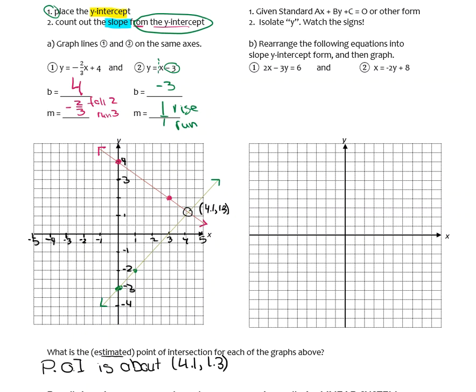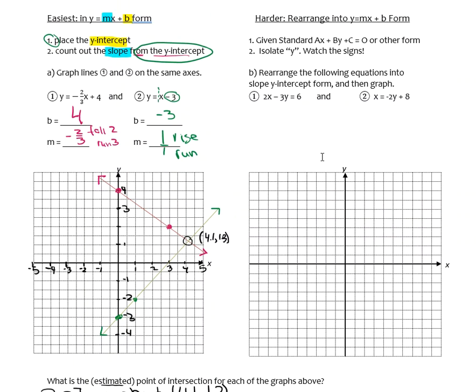So now let's look at the next example. I'm going to scroll up. This one's a little harder because this one was already in y equals mx plus b form. This whole part was really easy to do, but this is standard form. We're given standard form. When you're in standard form, ax plus by plus c equals 0, or any other form, no matter what form it is, we're going to have to rearrange it. So what we do is we isolate y. That's the main step right there. Isolate y, watch the signs.